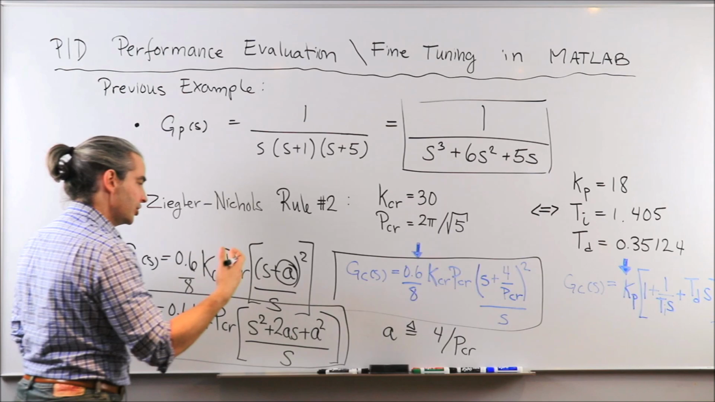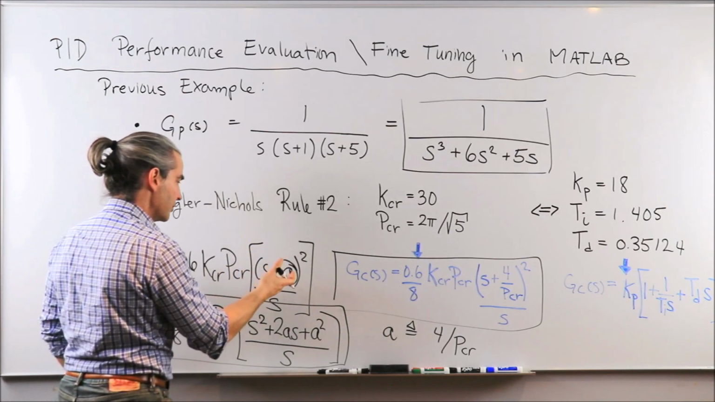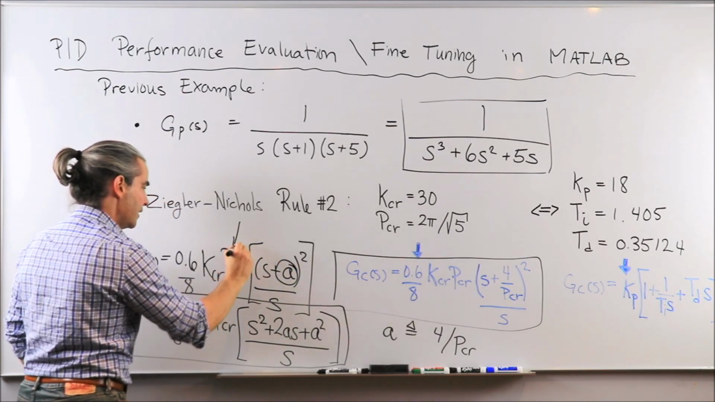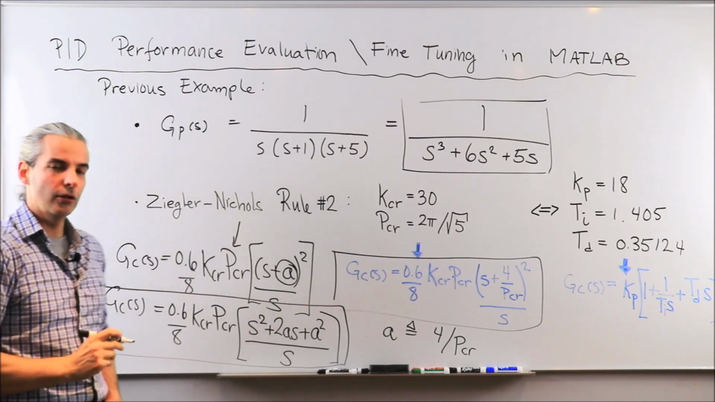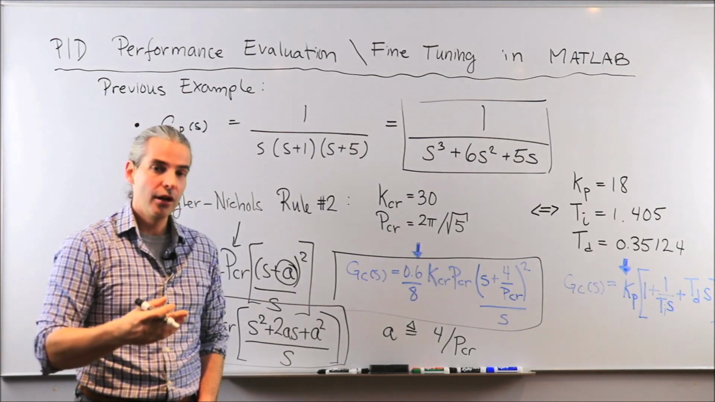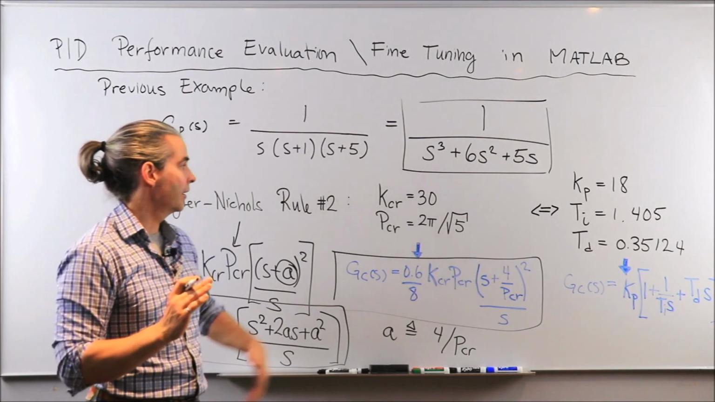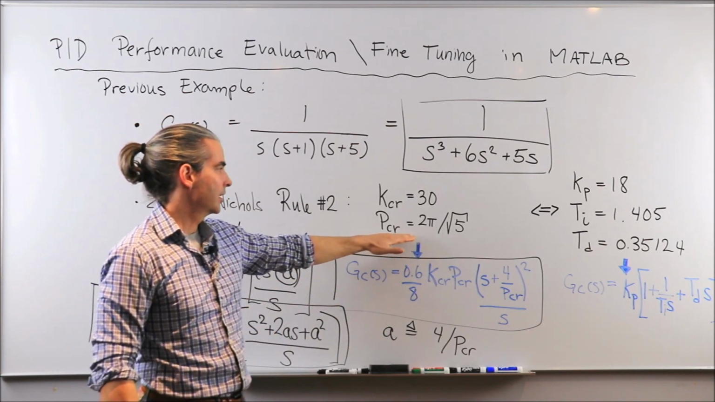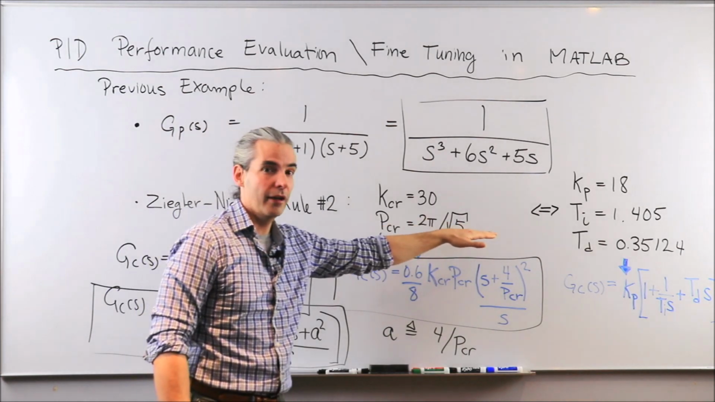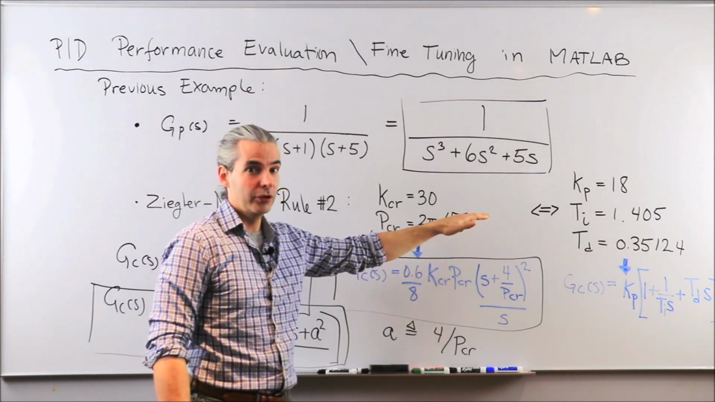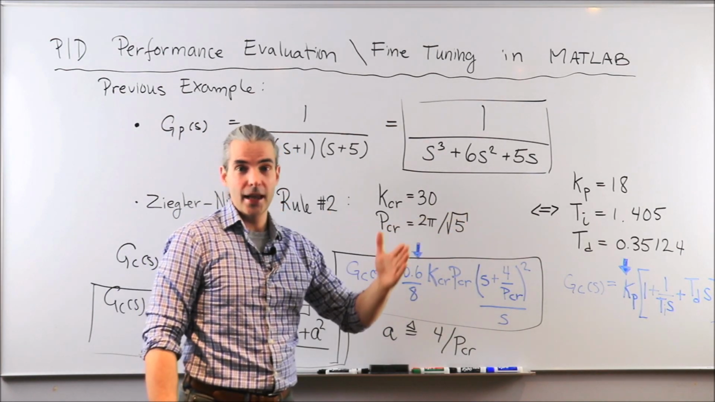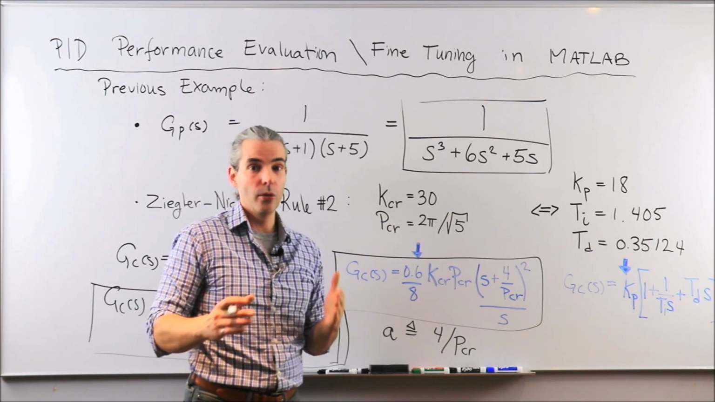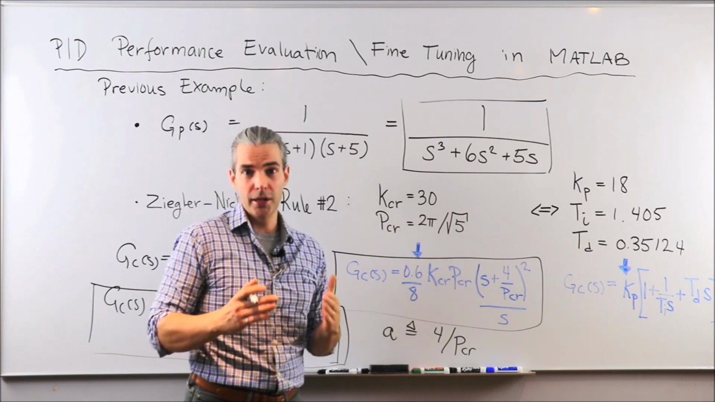So we'll manually change the position of the zeros by changing this controlled parameter, the critical period, PCR, regardless of the value we found according to Ziegler-Nichols rule number 2, because this 2 pi over square root of 5, right off the bat, if we just implement that in MATLAB, you'll see that the performance won't be the best. It will be far from being optimal.